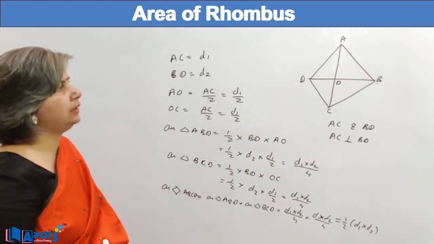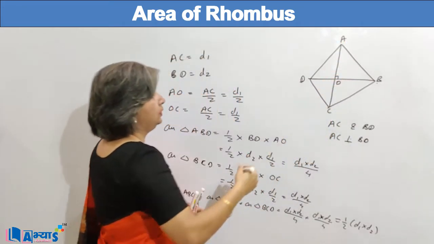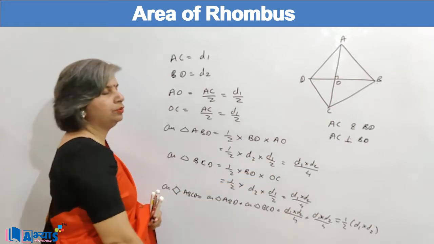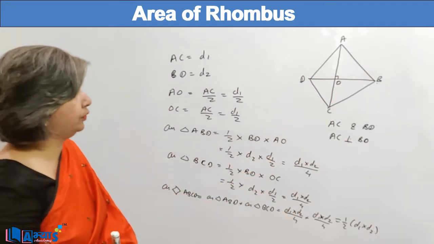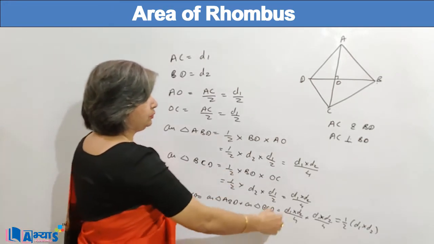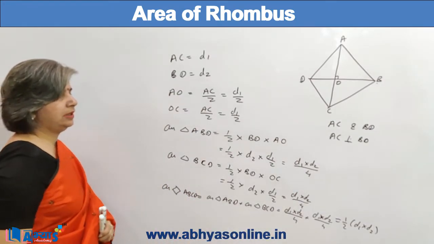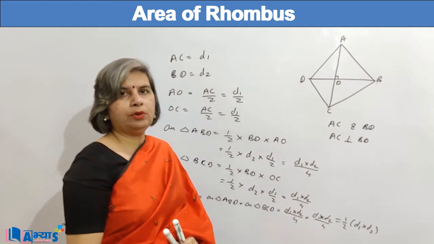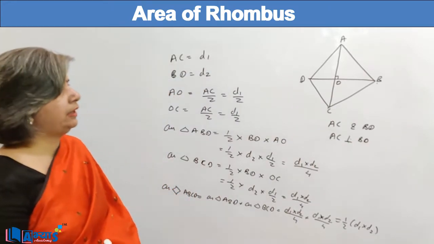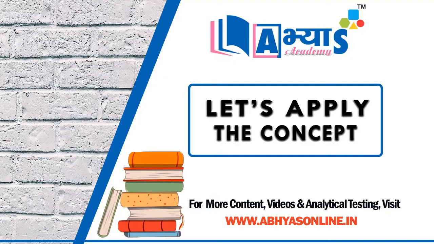Now the area of triangle ABD. In this triangle, base is BD and the height is AO. So it will be half into BD into AO. So half into D2 into D1 upon 2. It will be D1 into D2 upon 4. Similarly, the area of triangle BCD is also equal to D1 into D2 upon 4. Adding these two, we will get the area of the rhombus, and it will be equal to D1 into D2 upon 2, or we can say half into D1 into D2. So this formula can be used to find the area of a rhombus when both the diagonals are given to us.